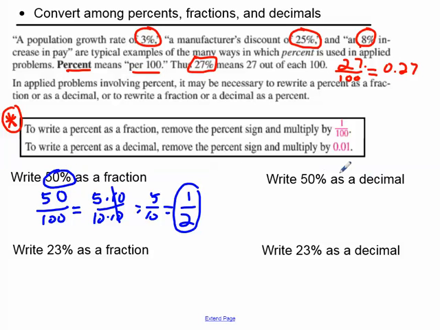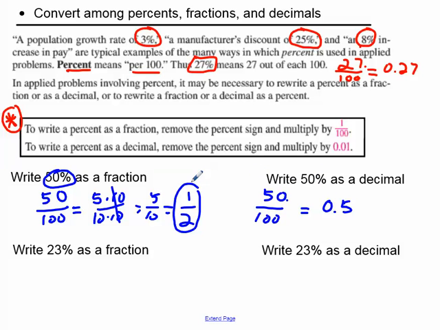Write 50% as a decimal. 1/2 is 0.5, or we could go back over here and say, well, if I've got 50 divided by 100, if I'm dividing by 10, I move the decimal point 1. If I'm dividing by 100, I've got 2 zeros, so I'm moving that invisible decimal point 2 spots. So that would be, as a decimal, 0.5. Same thing with 1/2. 1/2 is 0.5. Half of an inch is 0.5 of an inch.